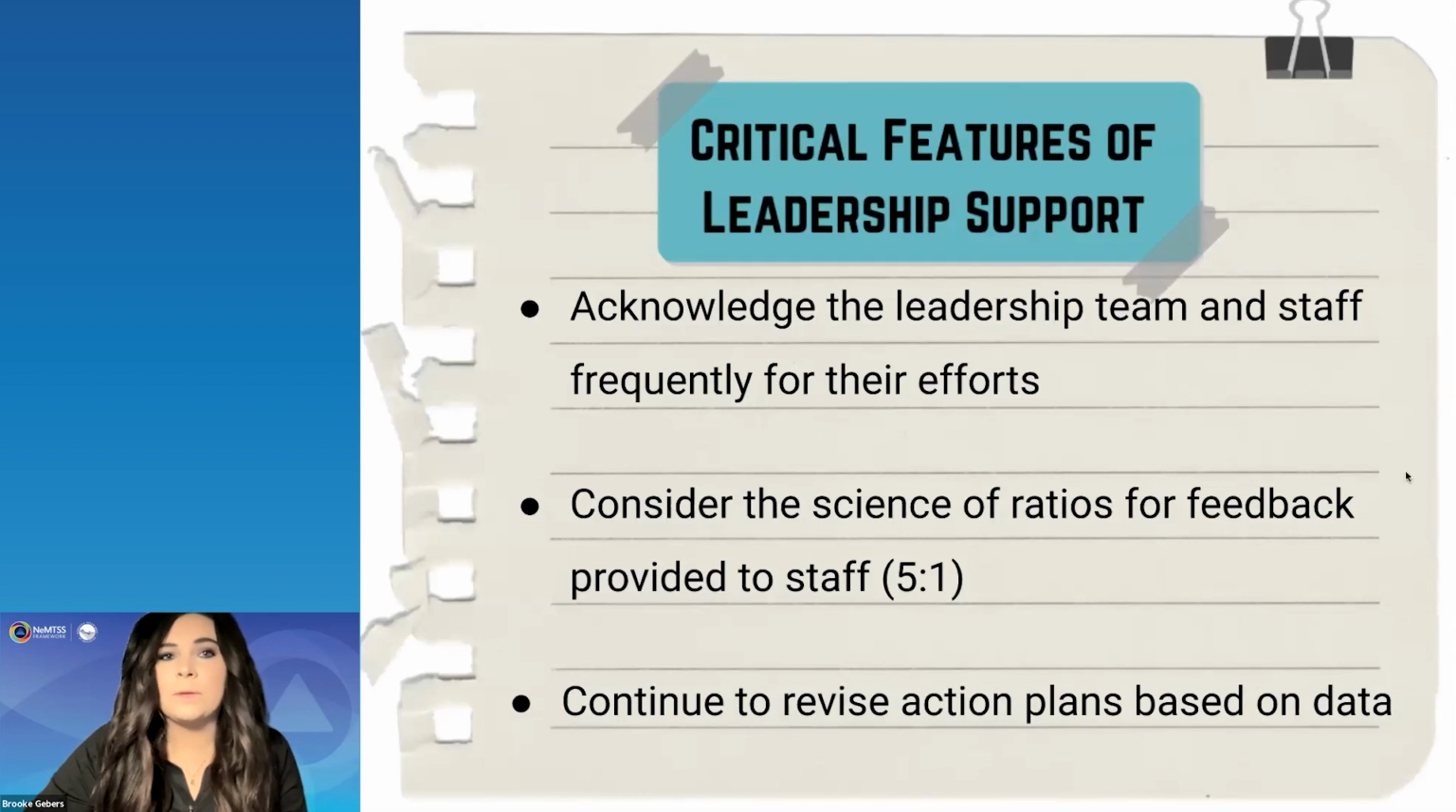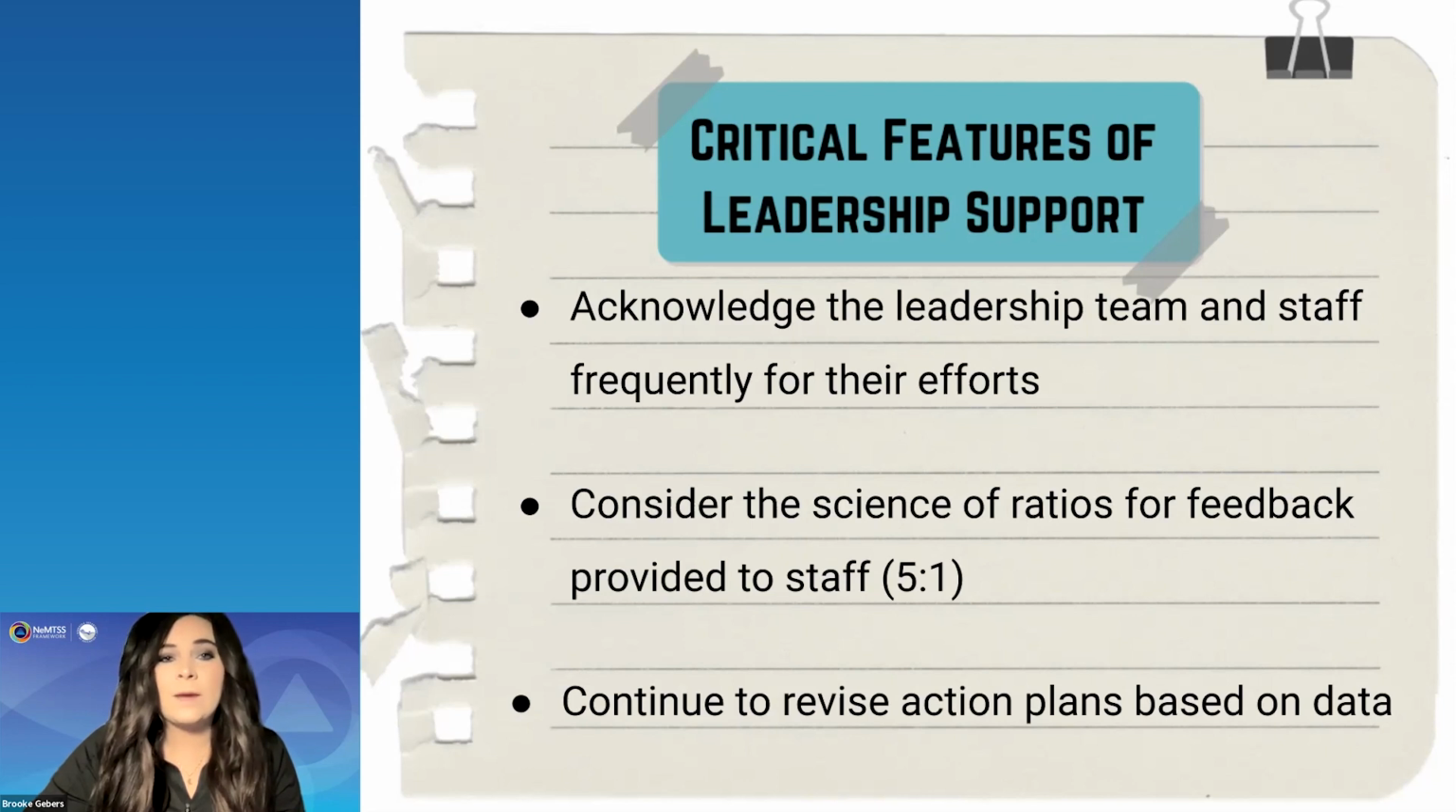So in the full implementation stage, there are a few critical features of leadership support that should be noted. First, administrators should acknowledge their leadership team and staff frequently for their efforts and for moving in the right direction toward their goals, especially when related to fidelity of implementation. Administrators play a critical role in providing staff recognition for accomplishments. Acknowledgement is especially important anytime an activity is new or difficult for staff. We're going to be providing some examples of what this might look like on the next few slides.